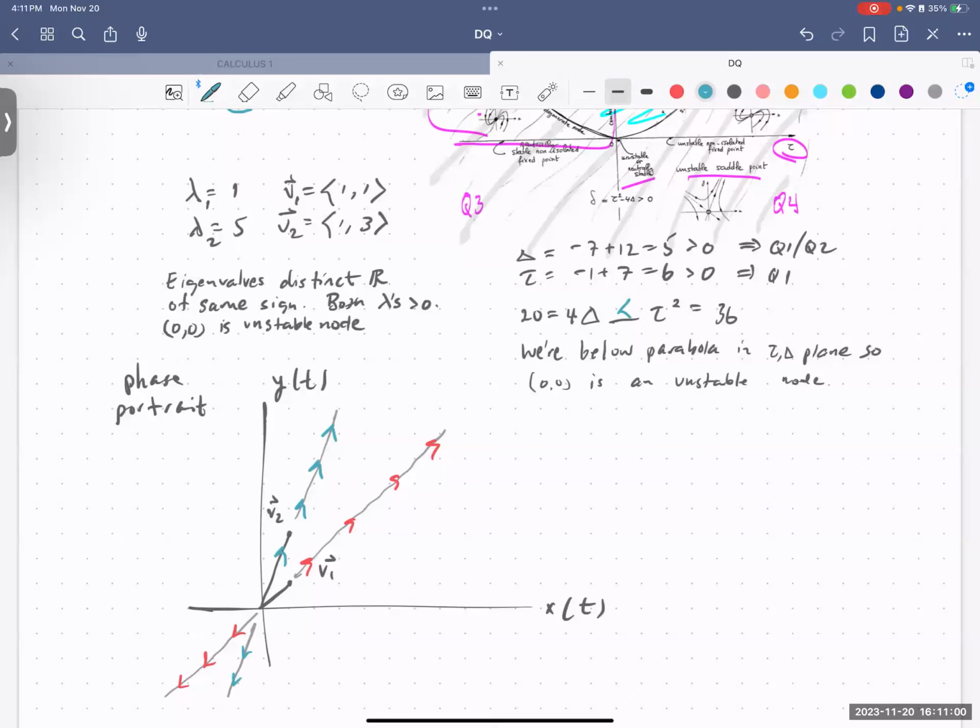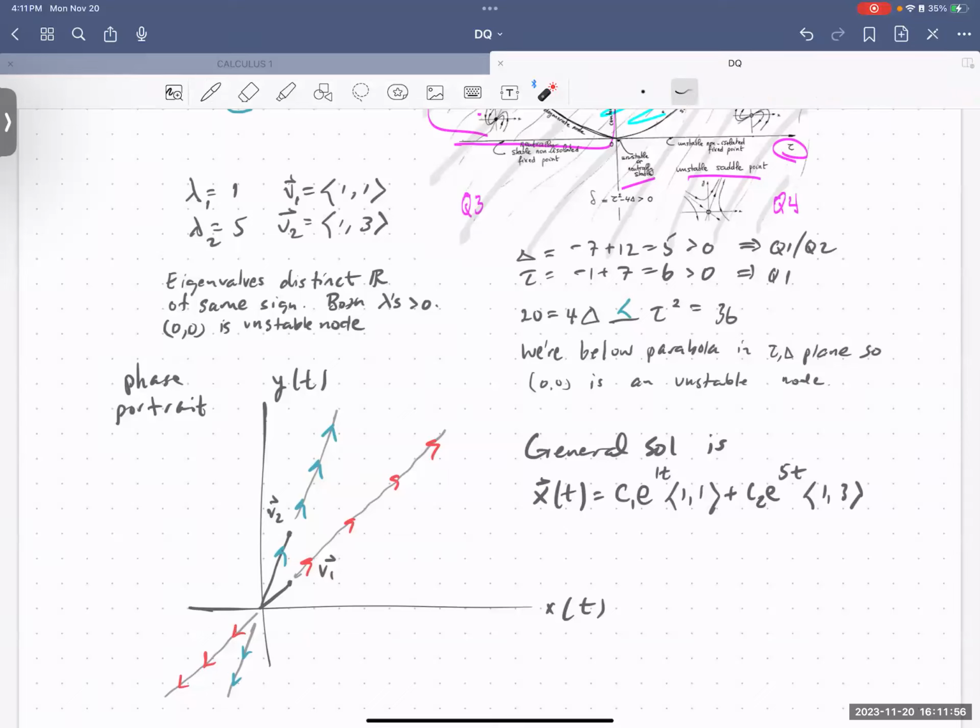All right, then I do maybe want to write our general solution, and the general solution is x of t equals c1 e to the lambda 1 t v1 plus c2 e to the 5t (1, 3). And then, how would you draw your solutions? This term goes to infinity faster, and this one goes to infinity slower. Which term dominates the solution?